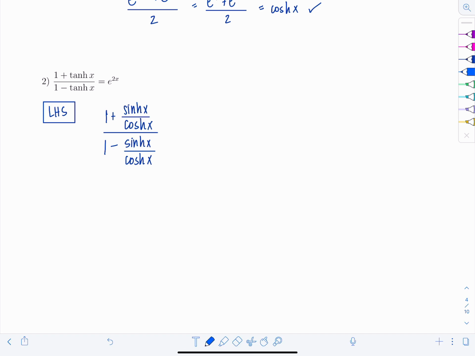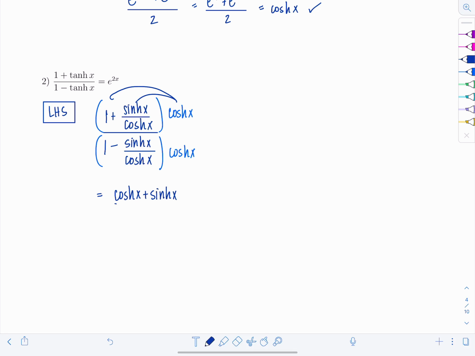Okay, I can clear out the complex fraction if I multiply everything by cosh of x. And let's see here. So upstairs, you got to distribute that guy, right? We've got cosh of x plus sinh of x over cosh of x minus sinh of x.